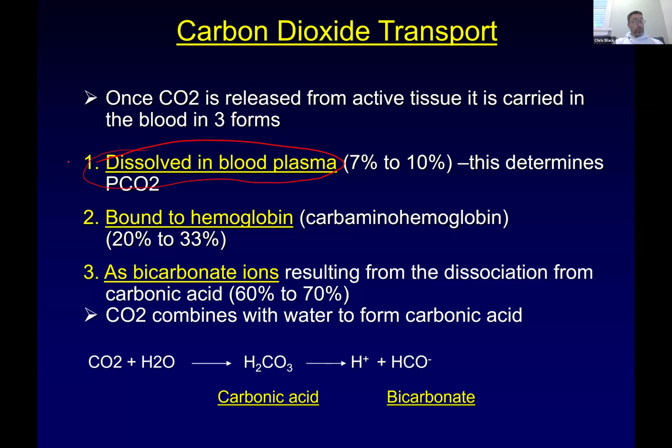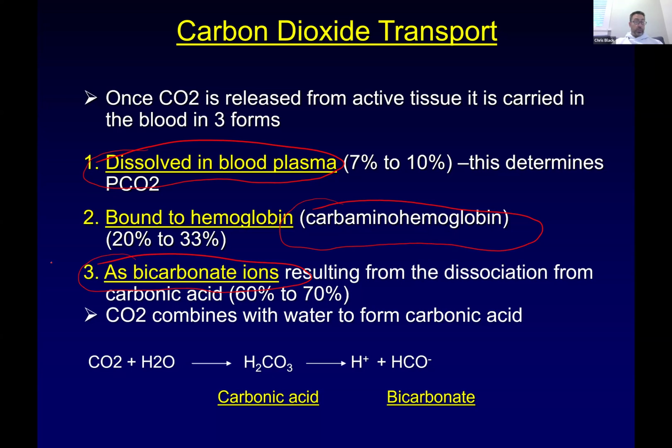We actually bind some carbon dioxide onto hemoglobin, and that's somewhere between about a fifth to a third, so 20 to 30%, and we call this carbaminohemoglobin. So the O2 leaves at the tissue level, and then CO2 comes in and binds back onto that hemoglobin, displaces some of that oxygen or takes its place, and we carry some that way. And then the vast majority, somewhere between about 60 to 70% of CO2 carried in our blood, is carried as bicarbonate.